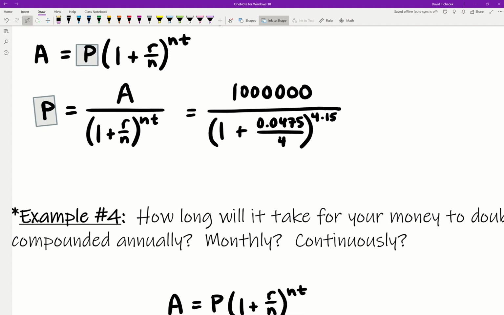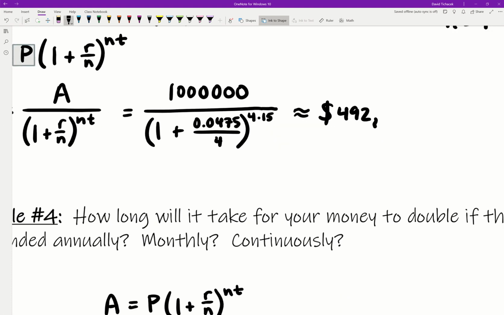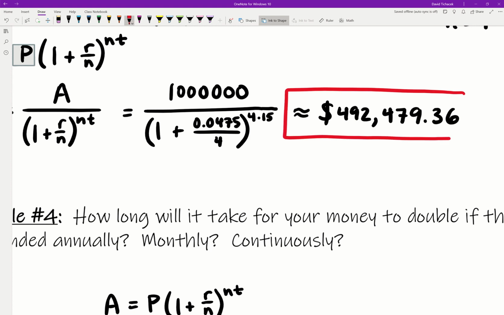Okay? I'm not going to take us over to the calculator to punch all that in, just for the sake of time in the video. I already have the result ready to go here. What you should end up with here is approximately going to be equal to this dollar amount. So that's going to be $492,449.36.